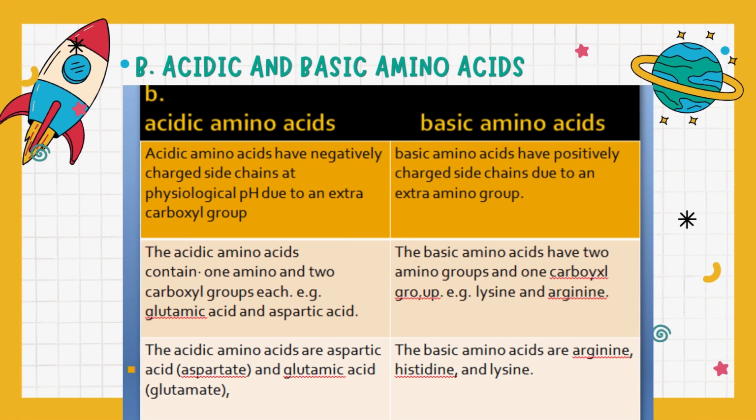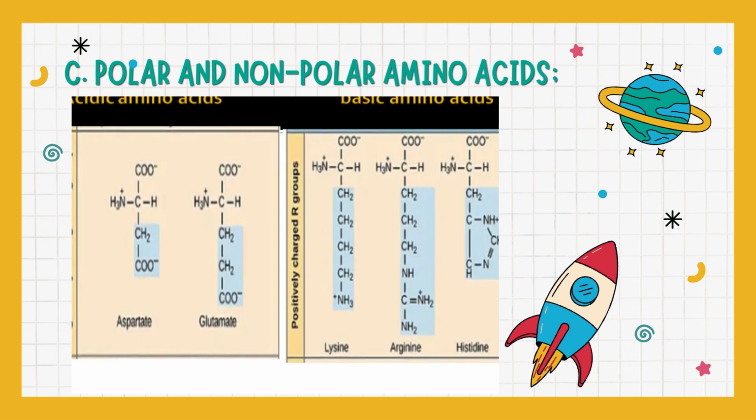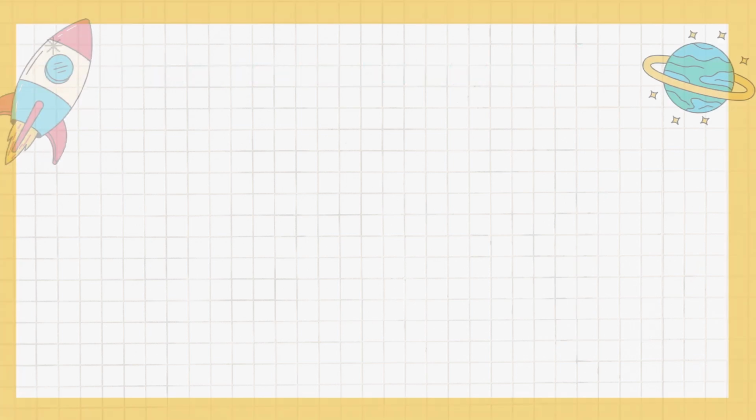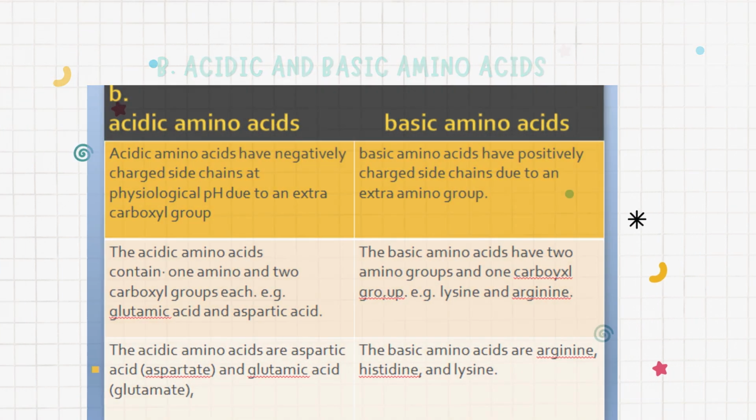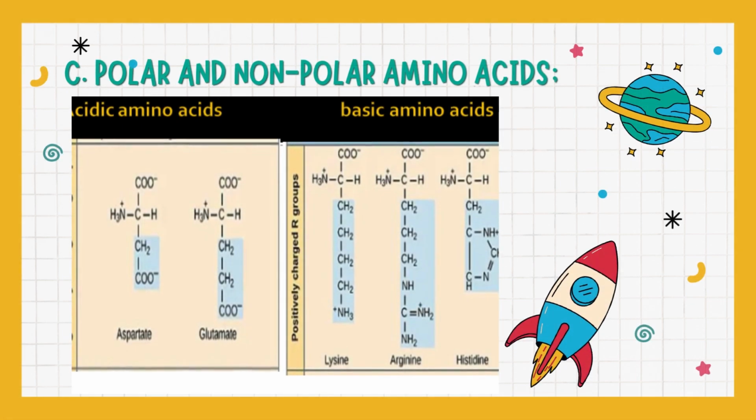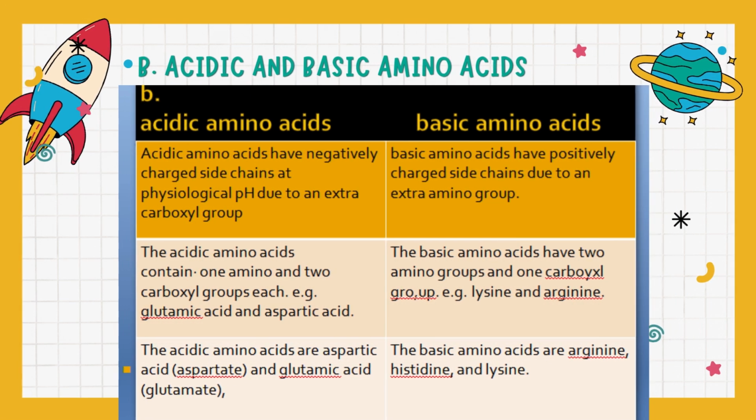Second one, the acidic and basic amino acids. Acidic amino acids have negatively charged side chains, and that is due to an extra carboxyl group. The acidic amino acids contain fewer amino groups and more carboxyl groups, for example glutamic acid and aspartic acid. The basic amino acids have positively charged side chains due to an extra amino group. The basic amino acids have more amino groups and fewer carboxylic groups, for example, lysine and arginine.